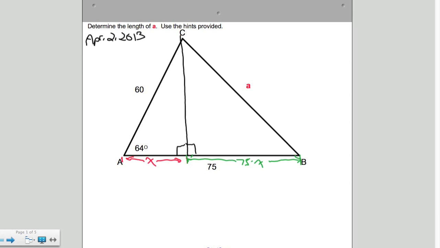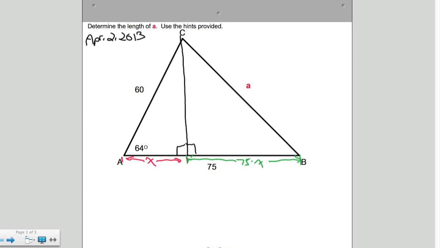So this is where I gave the hint of, again, just drawing a straight line down from one of our vertices. We get two right angle triangles, and we're going to split into two. So on one side, we're going to label the base x, right? So what makes the other side with the green is 75 minus x.